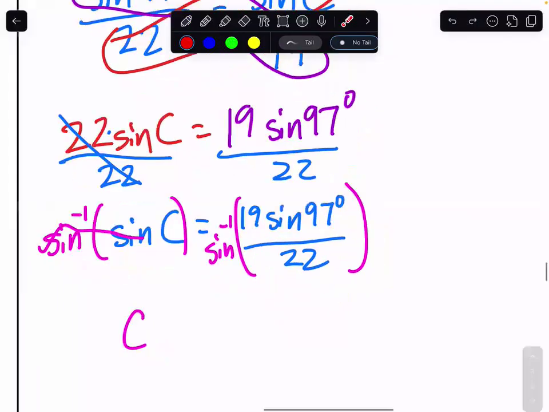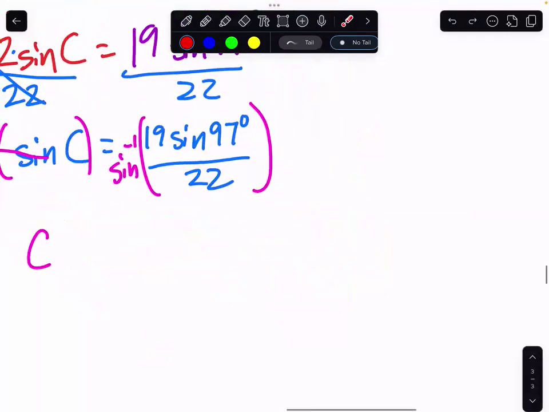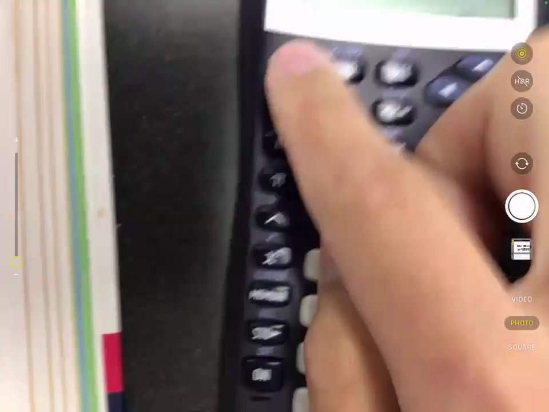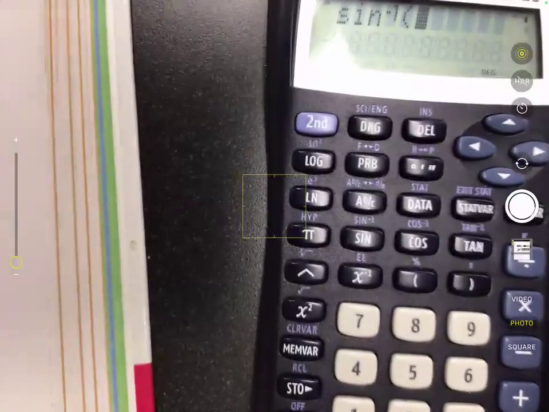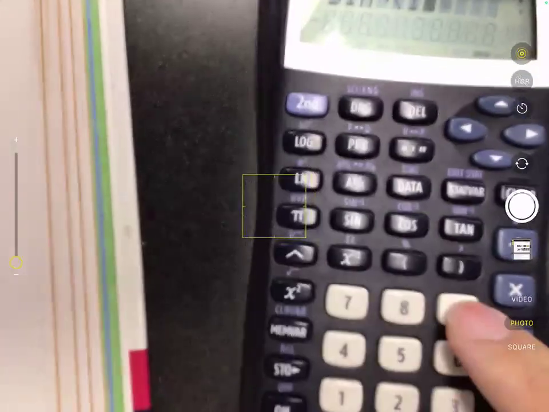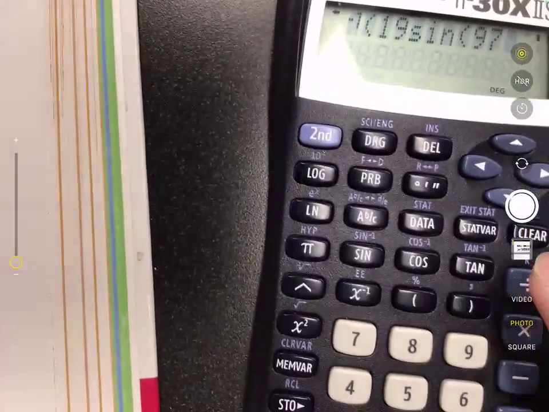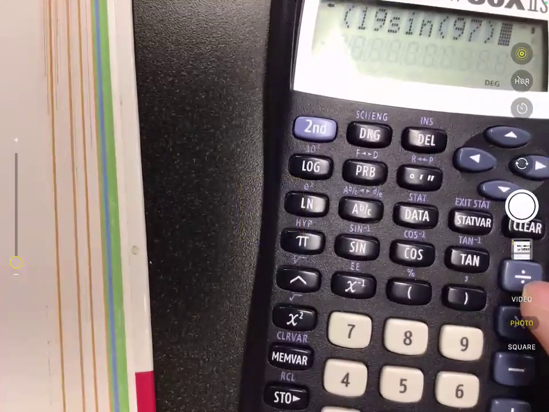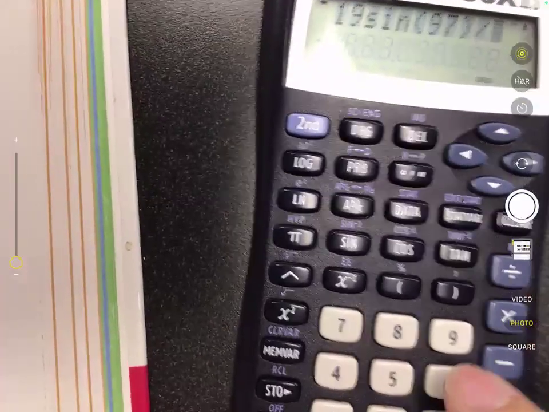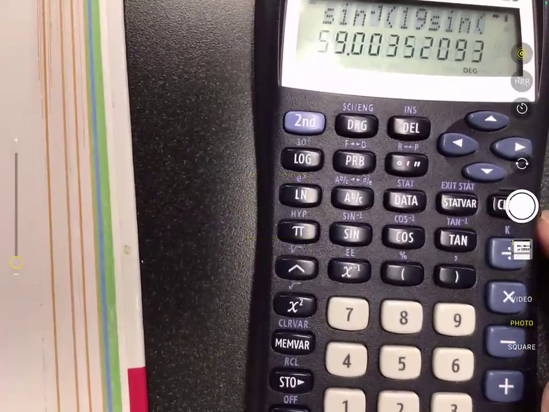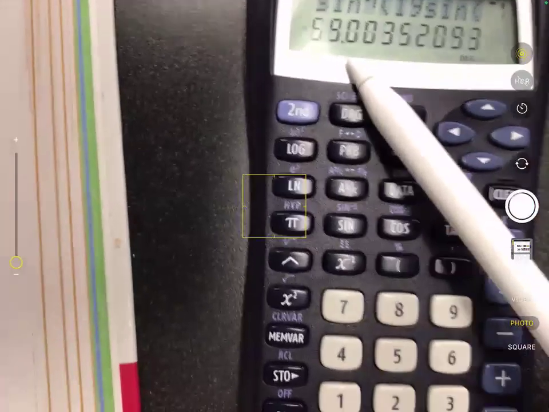Okay, so let me show you how I would type that in. Inverse sine is above regular sine. So for me, it's second that button. Inverse sine of 19 regular sine, 97 degrees, close up the regular sine, but I'm still in the inverse sine, divided by 22, and then close up the inverse sine. Okay, so you should get 59.00 degrees for angle C.